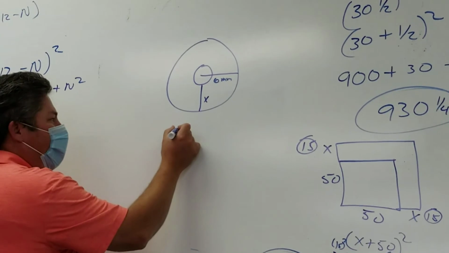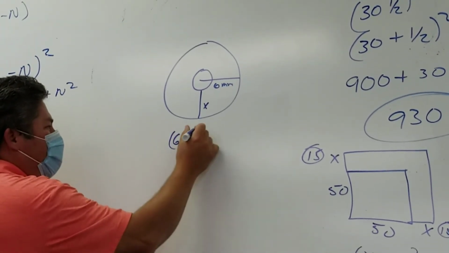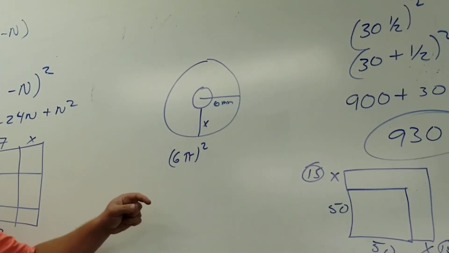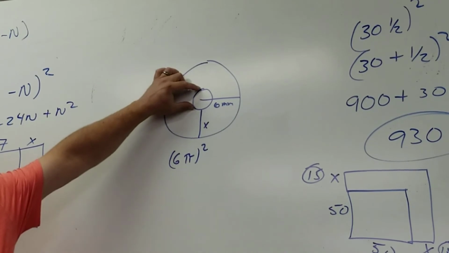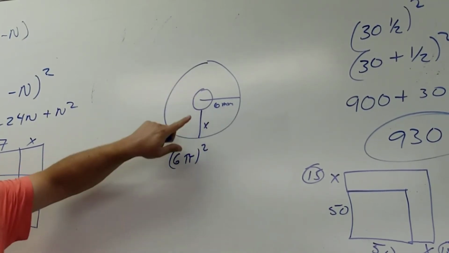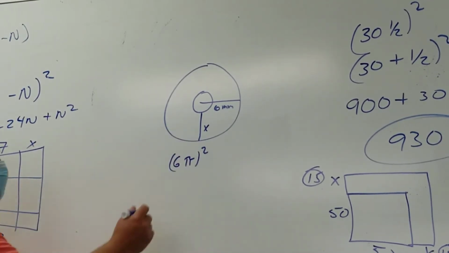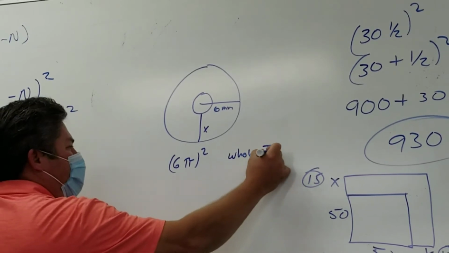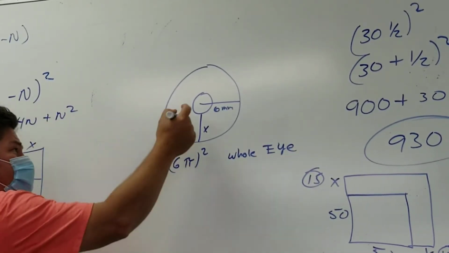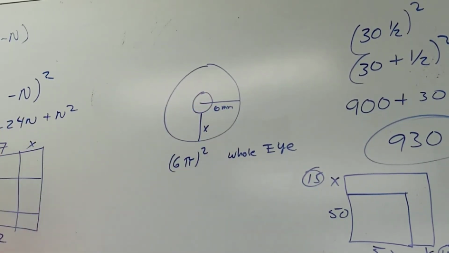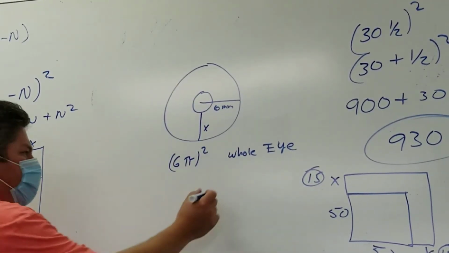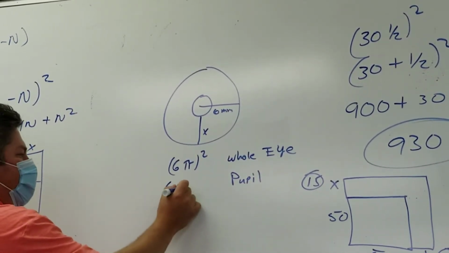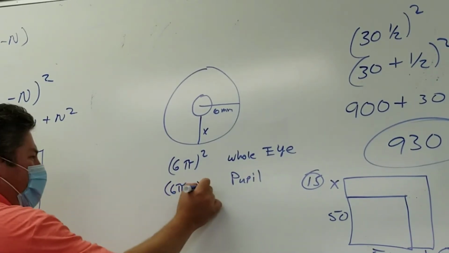All right. So we got 6 pi squared, right? But we got to do what? Because it only wants the area of that inside. What do we got to subtract from this? Subtract x. So I want to rewrite this. This is the area of the whole eye. If I want just the pupil, then I got to put 6 pi minus x squared.